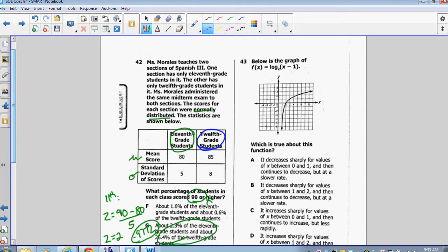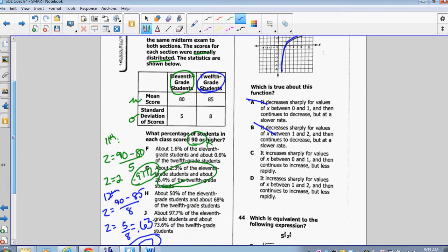All right, 43, we have a graph of a log function, and it's asking which one's true. It decreases sharply. No, it's actually never decreasing. This function is increasing. Remember that you read it from left to right, so it's increasing, increasing, increasing. It's always increasing, so it's never decreasing, so not A. And not B, because it's not decreasing. For C, it says it increases sharply between 0 and 1, and then continues to increase but less rapidly. That could be right. And increases sharply from 1 to 2, and then continues to increase but less rapidly.